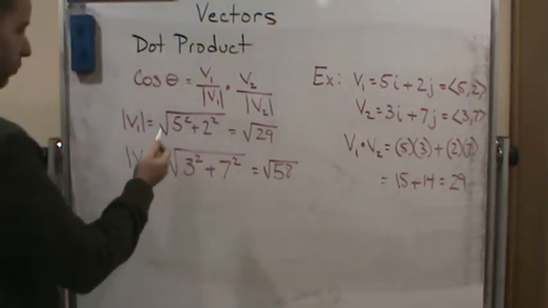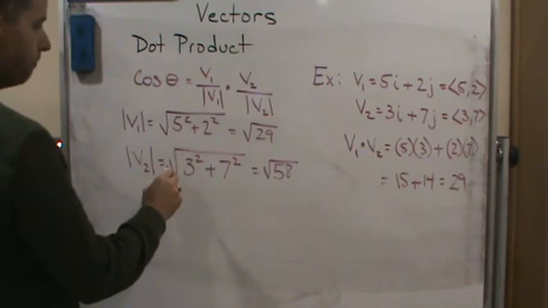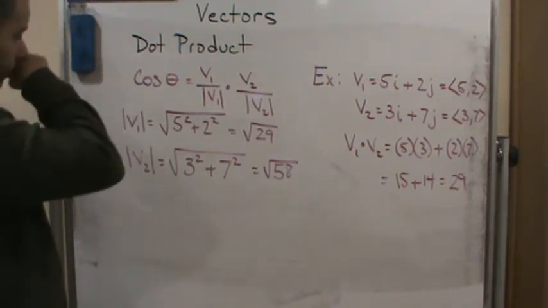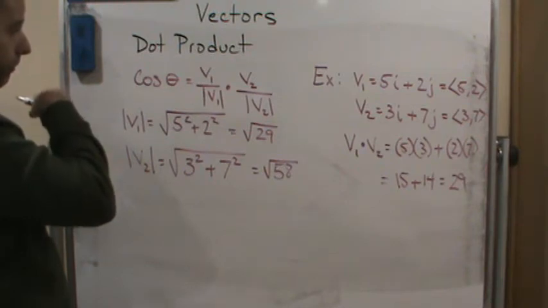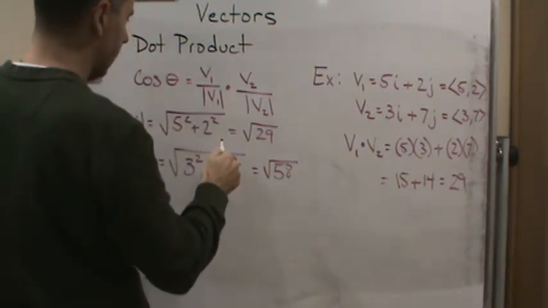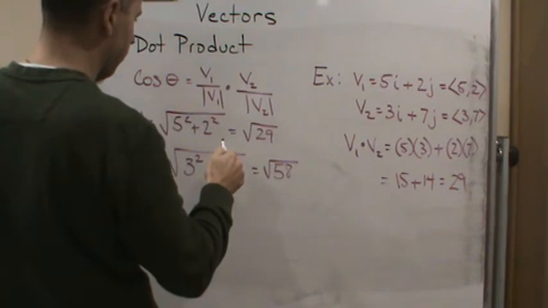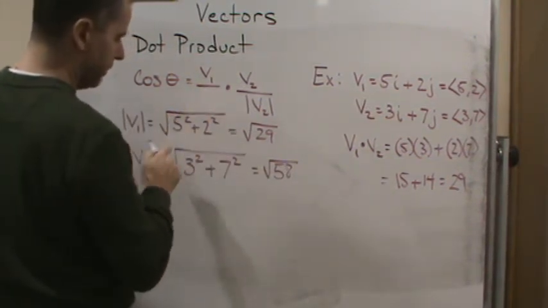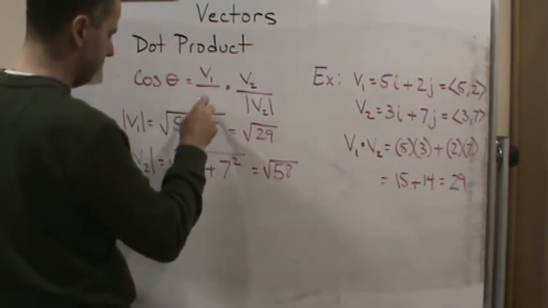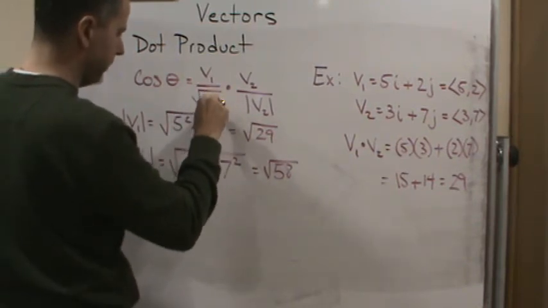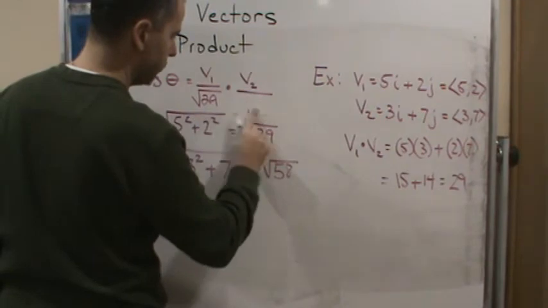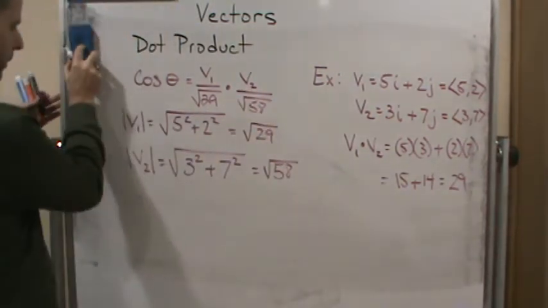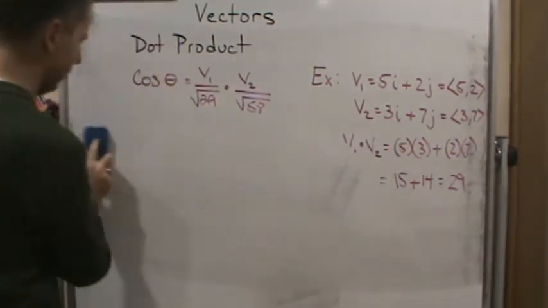So now what is it? Let's continue on. Let's just fill this in. So this is going to be square root of 29. And this one is square root of 58. Okay, so now I'm going to erase this.